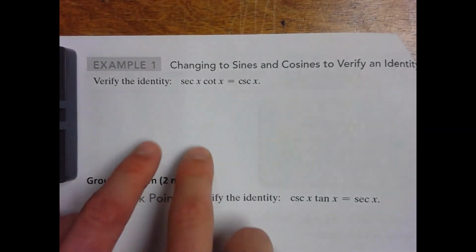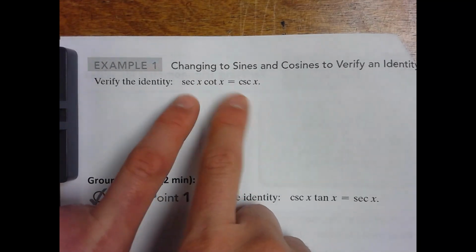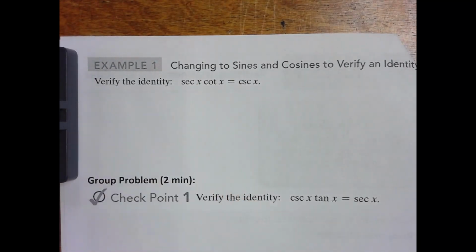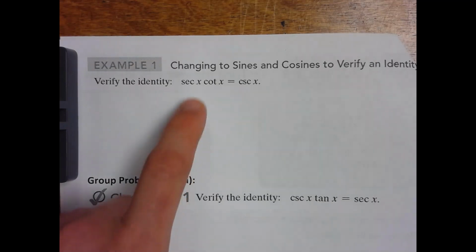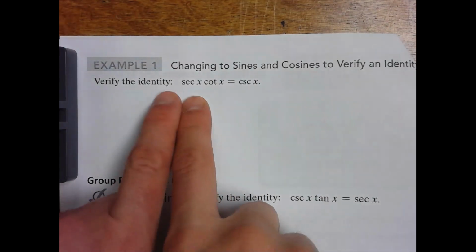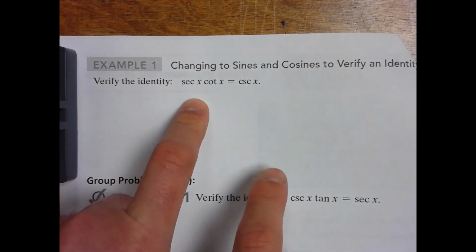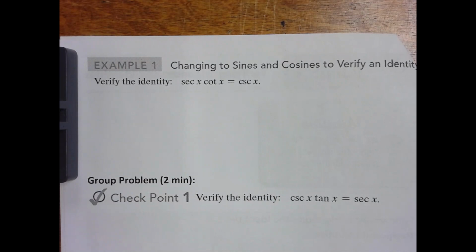So what we're going to work to do is take one side of this equation, or one side of this identity, and the reason it's an identity is because these do equal each other. We just need to figure out how. How can we show that? How can we be sure that this left side, secant of x cotangent of x, equals cosecant of x?